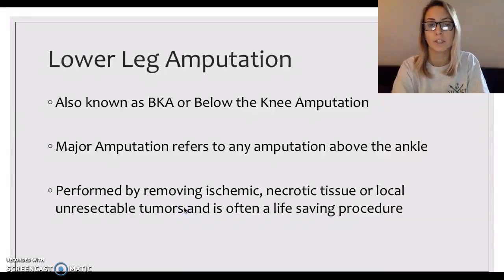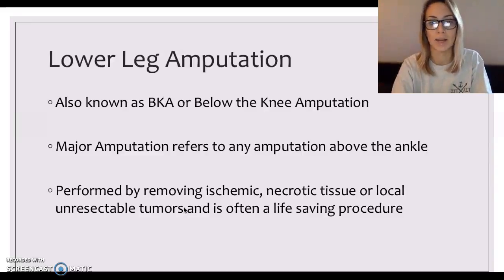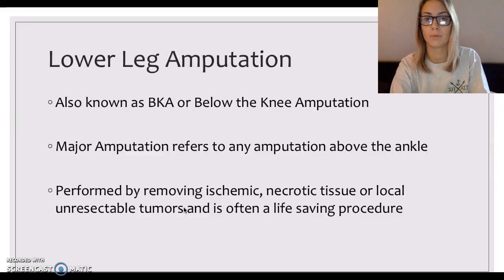Lower leg amputations are also known as BKA, or below the knee amputation, and any amputation above the ankle is referred to as a major amputation. These are performed by removing ischemic necrotic tissue or local unresectable tumors and is often a life-saving procedure.